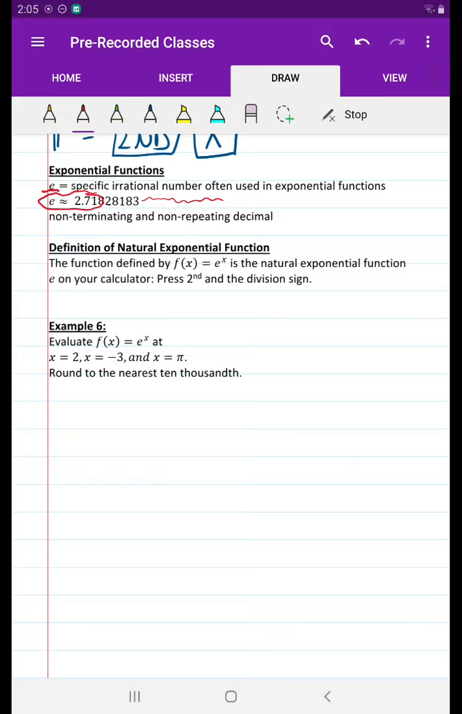So the e button, if I look at my calculator, you press your second button and then the division sign, which is fifth from the bottom on the right. 1, 2, 3, 4, 5. And then that gives you e. If you hit enter, you can see your calculator gives you 2.71828, and so on and so forth.